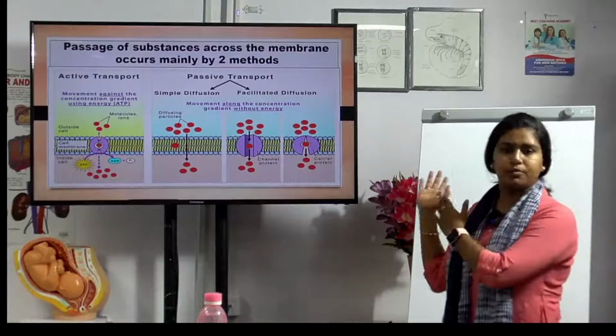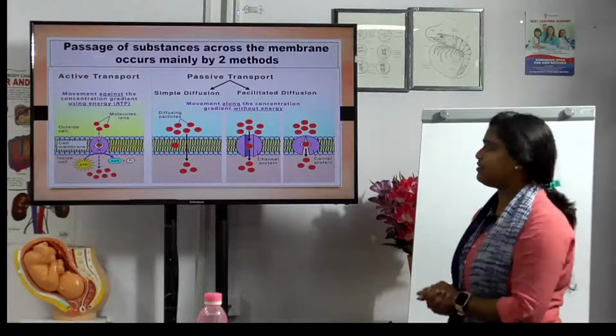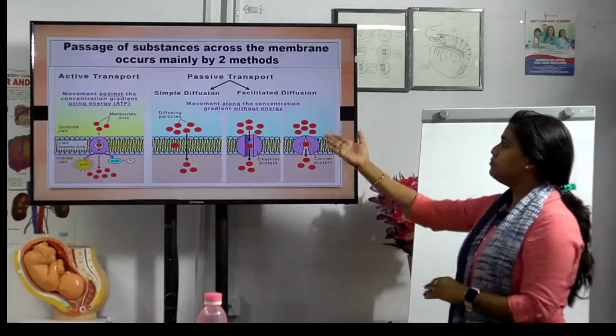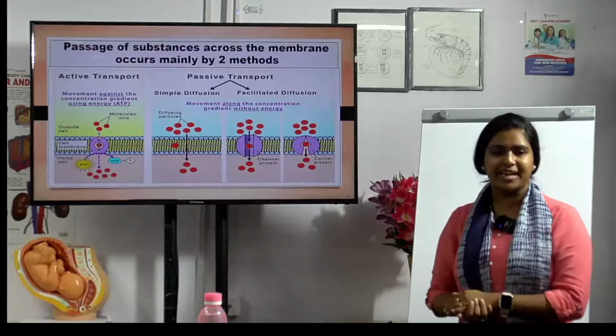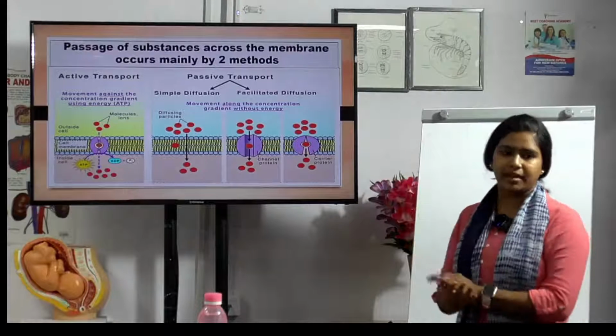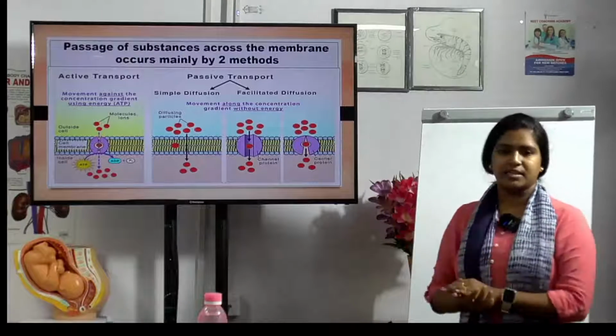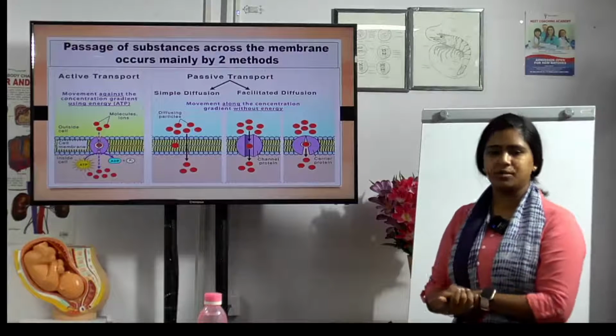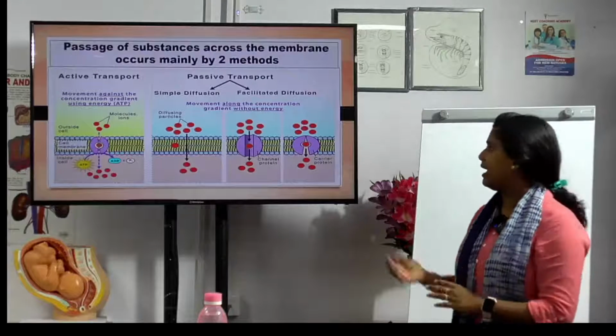In active transport and passive transport, the model has carried out these. Active transport means movement against the concentration gradient using energy, that is ATP. But passive is without energy. In active, what happens is movement from lower to higher concentration. Okay, lower to higher.